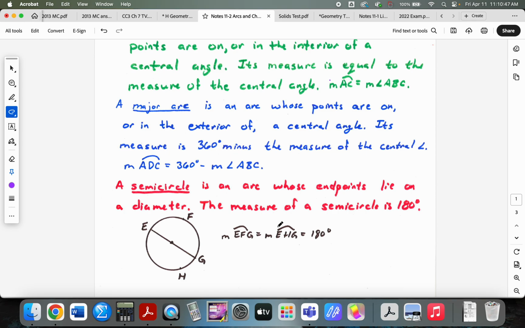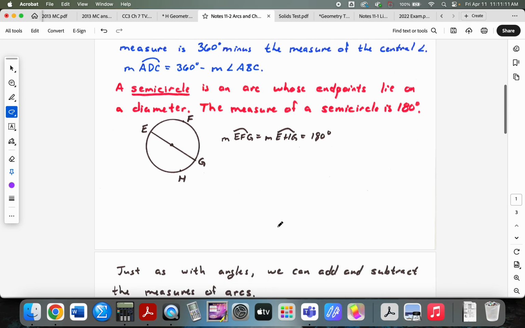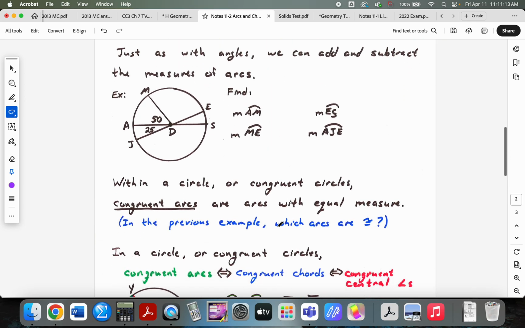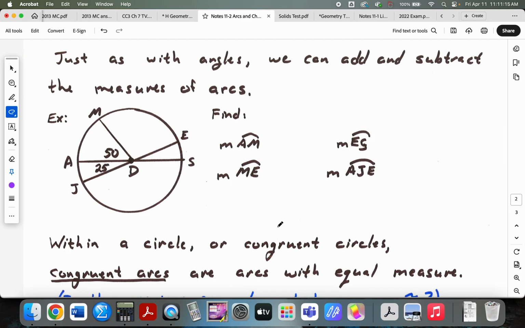This is going to come up a lot, believe it or not, in problems. Not where I'm going to ask you, what's the measure of this semicircle? But you're going to have a diameter in a diagram and you have to go, oh, I know that that's 180. Sort of like when you have a straight angle, you know its measure is 180. Same kind of thing. You use that to help you find other things. All right, see, that was page 1. So now let's actually do some of this.